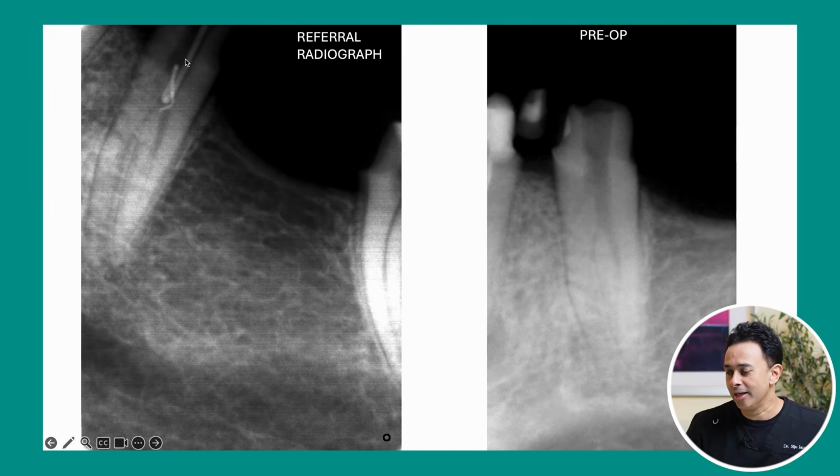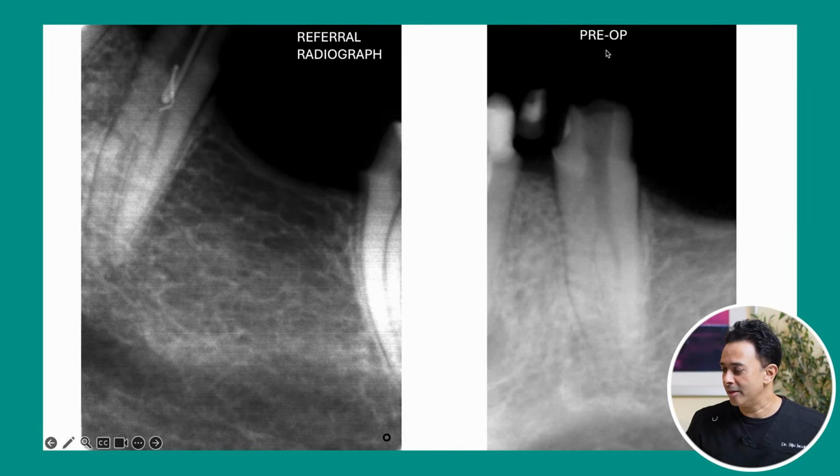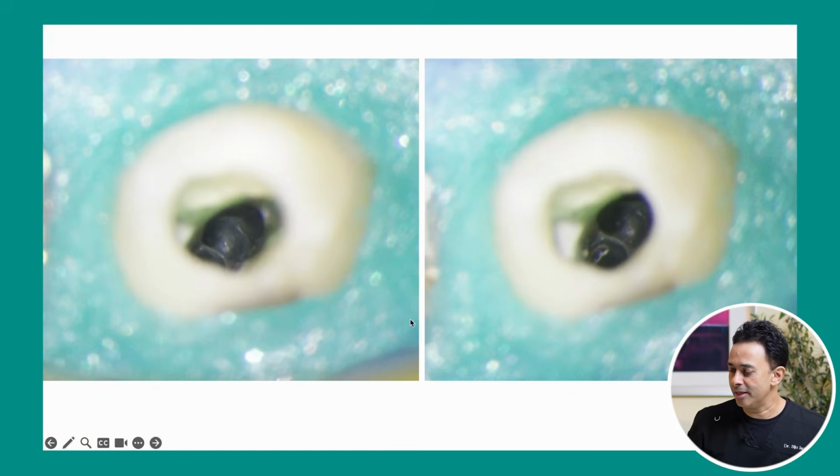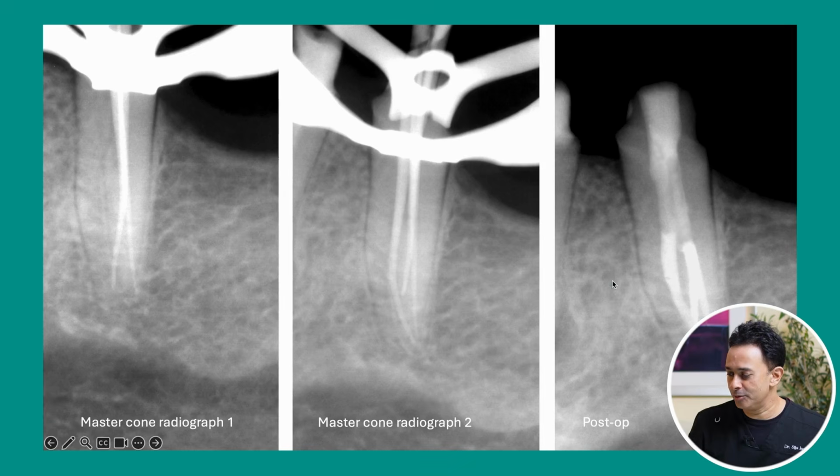Again, the referring clinician opened up the case and found that there was something odd about it. It was not a typical single canal mandibular premolar, so they referred the case to me. This is the referral radiograph, and then this is my pre-op. You can see here the coronal part is quite wide, but somewhere in the mid-root, the wide part of the canal suddenly comes to a halt, and this is a clear indication that it could either be a bifurcation or a trifurcation. So you can look at this here, you can see there are three canals, not two.